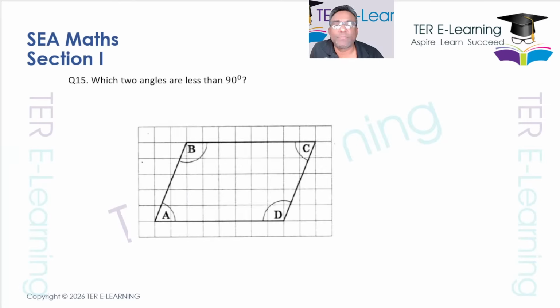Right, so that's number 14. Number 15 here, we have a diagram, and which two angles are less than 90 degrees? Now you all need to know for the exam that when we speak about a quarter turn, if I had an arrow pointing north here, and I were to make a quarter turn, so the arrow is rotated this way, that quarter turn is actually equal to 90 degrees. So the question is asking which two angles are less than 90 degrees.